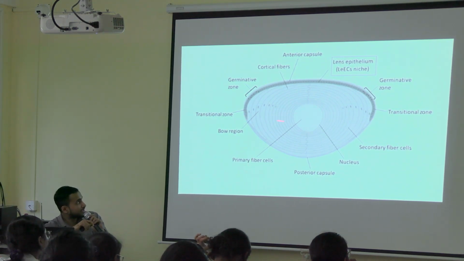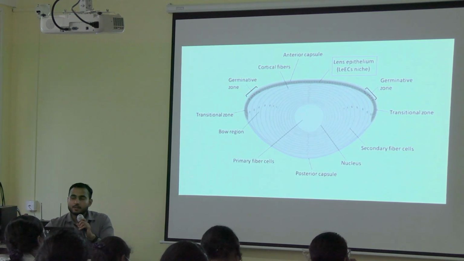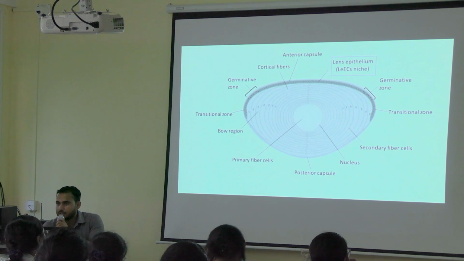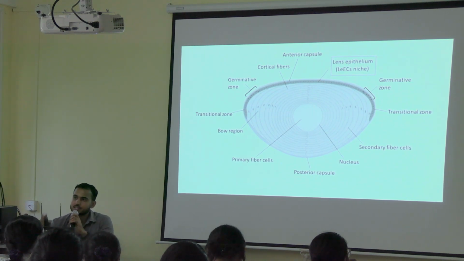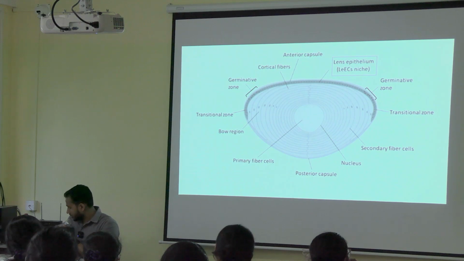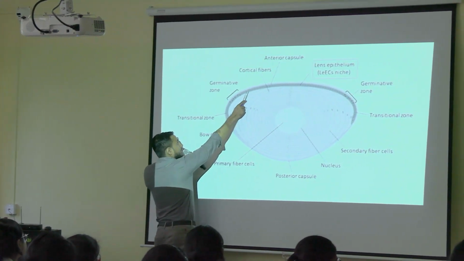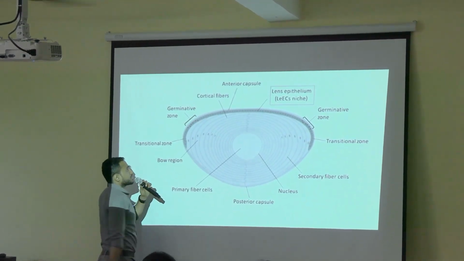These two areas are called the equator of the lens. This part and this part. From here, the fibers are forming, which means the lens epithelium will convert themselves into fiber. Now, if you have noticed the diagram, see, these are the fibers. These are the lens epithelium.